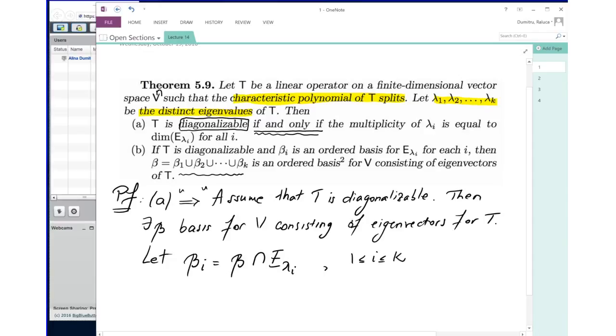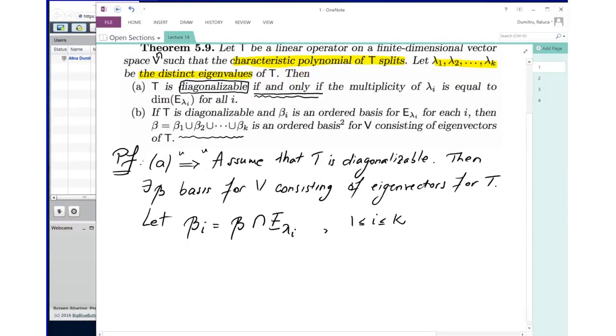So beta is going to have n eigenvectors in there. Some of them will come from the eigenspace of the first eigenvalue. Some will come from the eigenspace of the second one, and so on. So beta_i denotes the ones that come from E_lambda_i. And let's denote by n_i the number of eigenvectors in E_lambda_i, so the cardinality of beta_i.